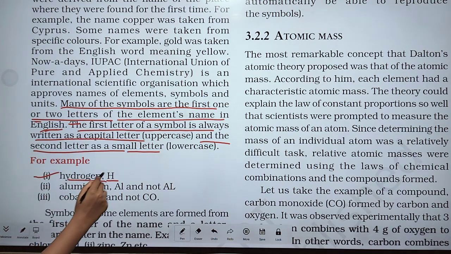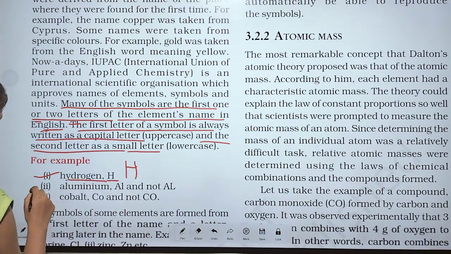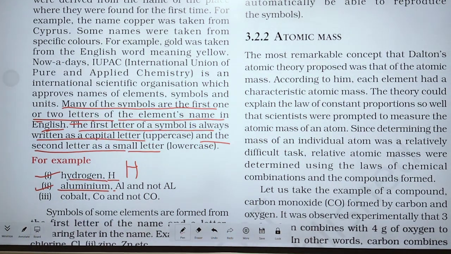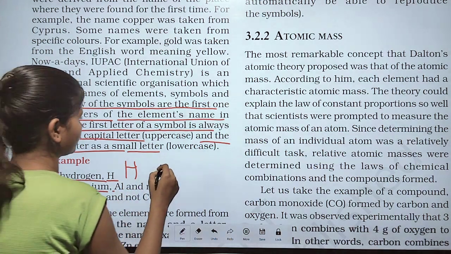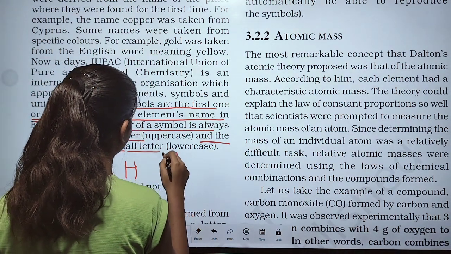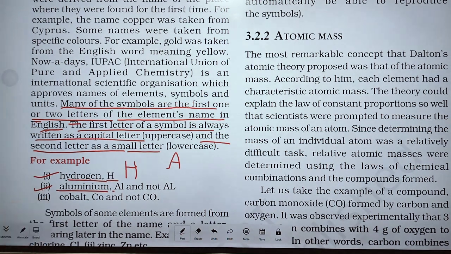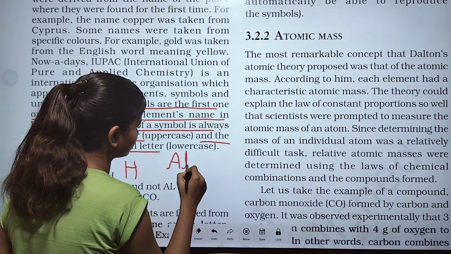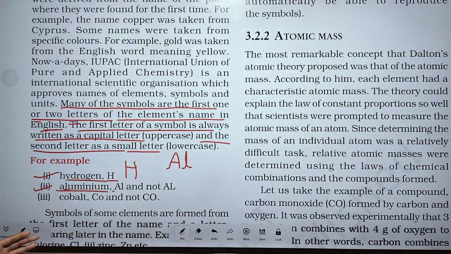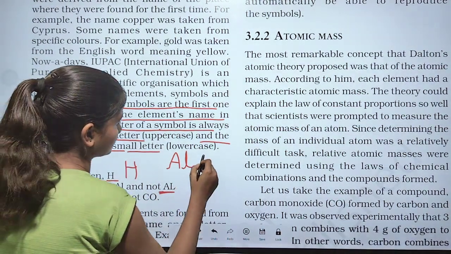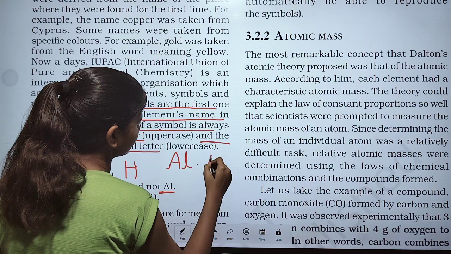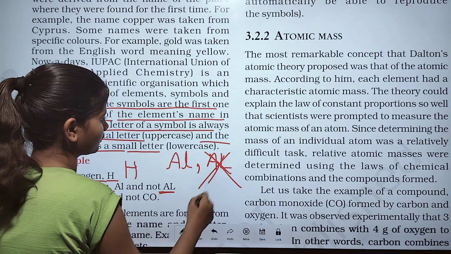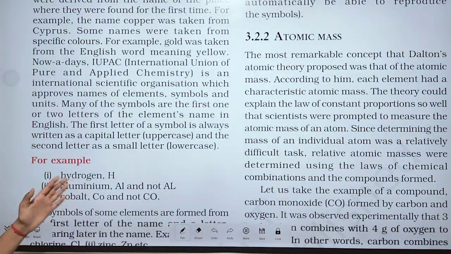Hydrogen starts with H, and next one is aluminium. We always write the first letter as a capital, and the second letter, L, is always a small letter. We cannot write like A, L. It is a totally wrong way to write.